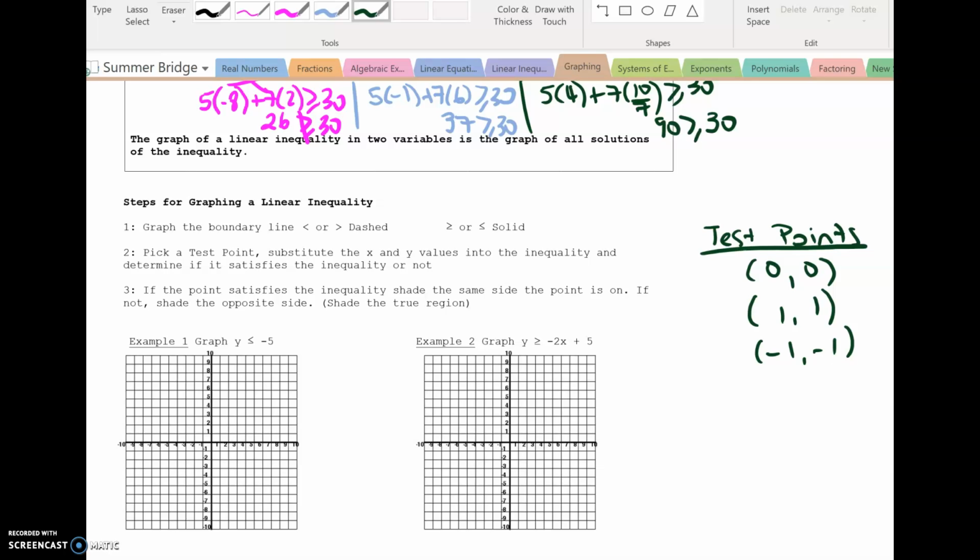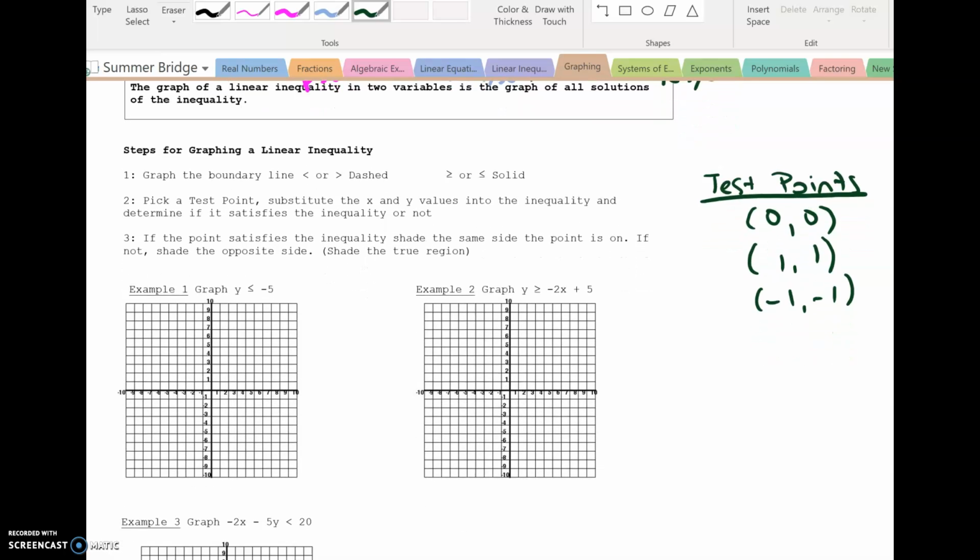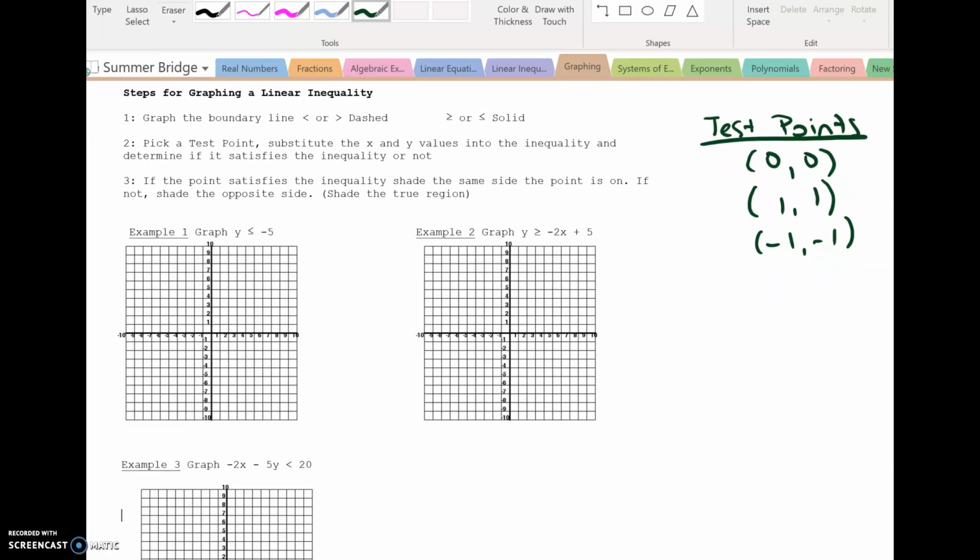Let's go ahead and do a couple of examples here. Graph y is less than or equal to -5. Because it's an "equal to," it's going to be a solid line.